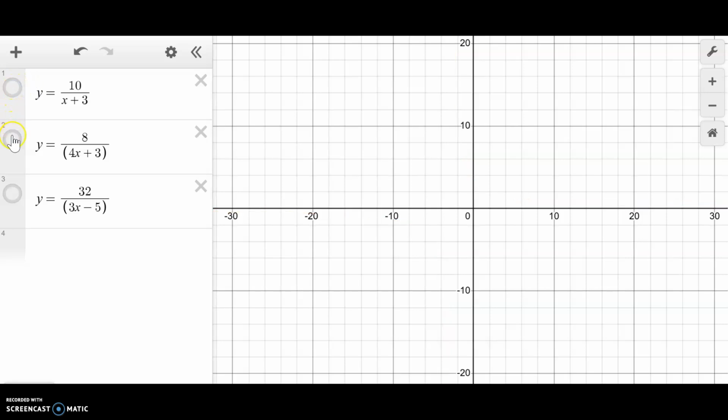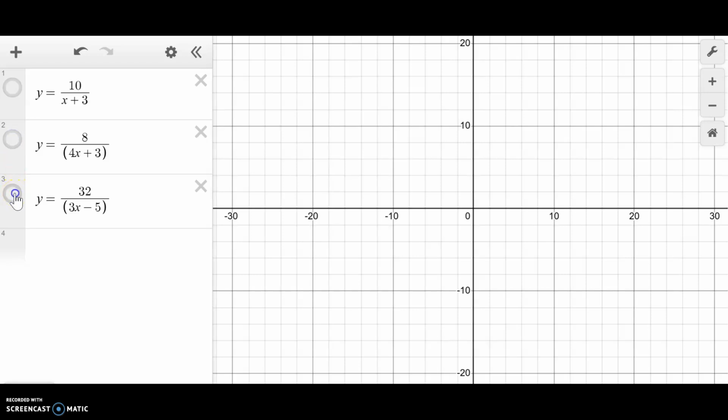Let's take a look at our next function. Our next function here is y equals 8 over the quantity 4x plus 3. And the same thing, if I look at this, I see the vertical asymptote here should be at like, 4x plus 3 would give us negative 3/4, an x value for this vertical asymptote. My horizontal asymptote, again, appears to be y equals 0.